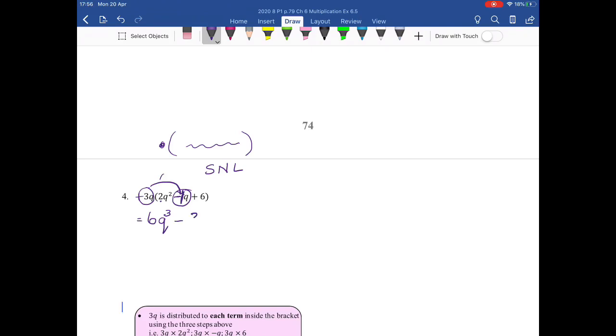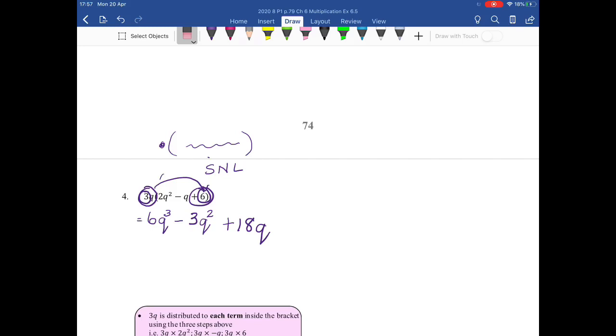3 times 1 is 3. I write down my q and I say there's 1 there and 1 there. 1 plus 1 is 2. I'm done with that one. Now I'm going to do the last. If I've got 3 terms in the bracket, I must have 3 terms in my answer. So now I go 3q multiplied by positive 6. Signs. Okay, so a positive multiplied by a positive is positive. 3 times 6 is 18, and all I have is 1q.